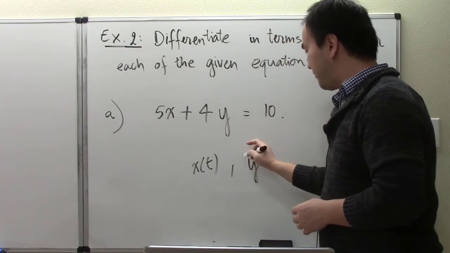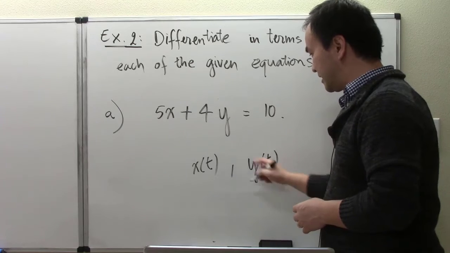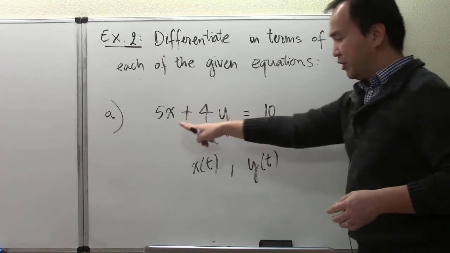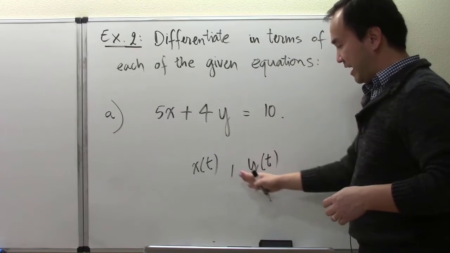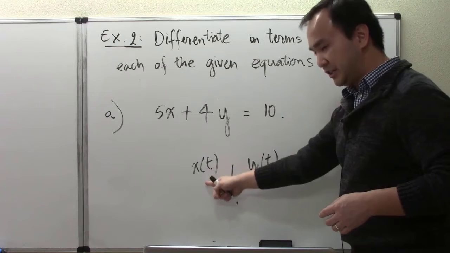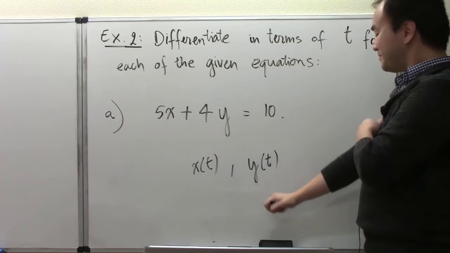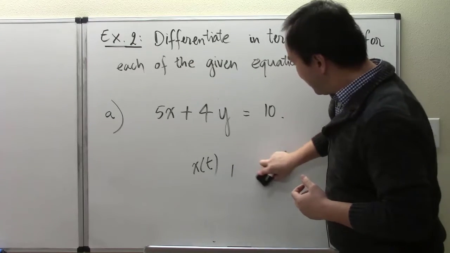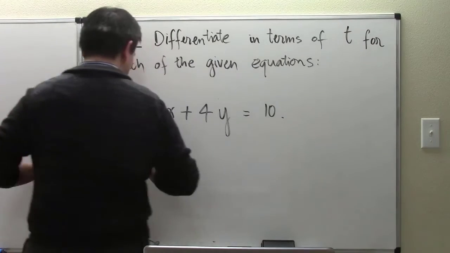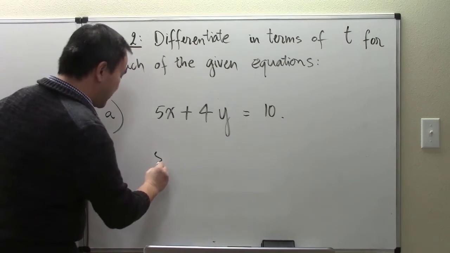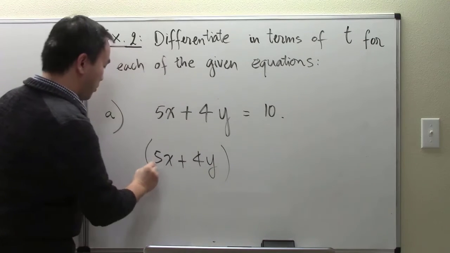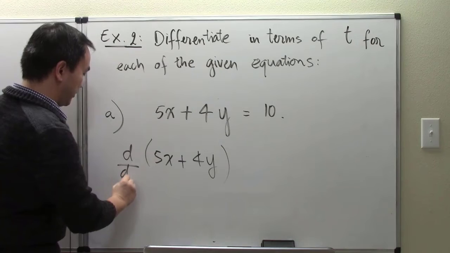y is another function of t. It's the other variable in our equation, and it's now a function of t. And we only have two variables, so here we go. We have two implicit functions in terms of t. All right, so from that understanding, we are now ready for tackling it right here. So on my left-hand side, 5x plus 4y, I am going to differentiate with respect to t.